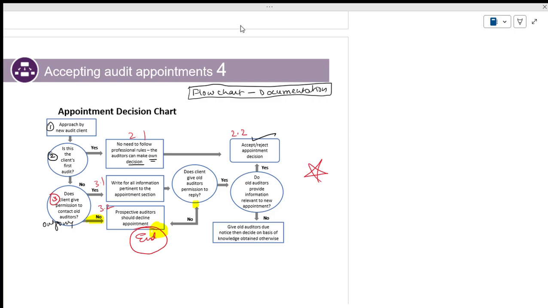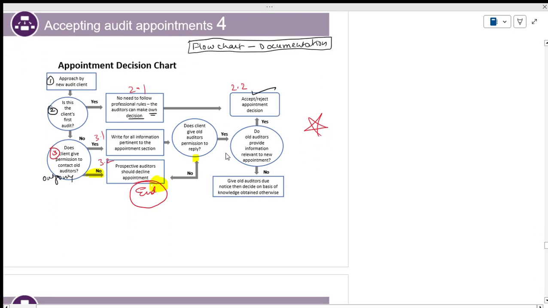Is it okay? Fine. Is it clear? Yes, Mr. Clear. Fine?